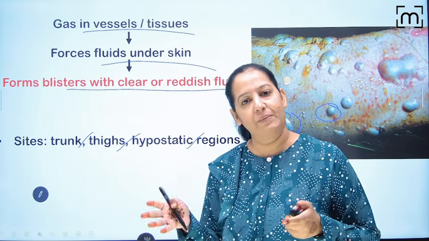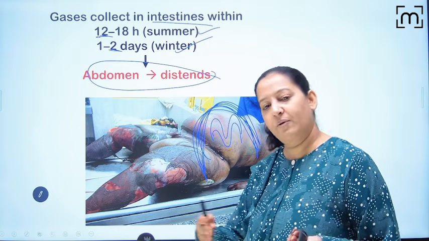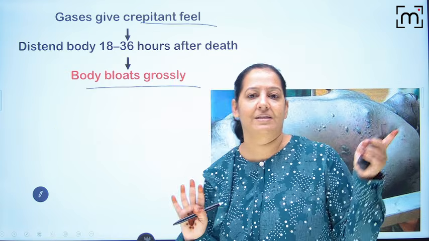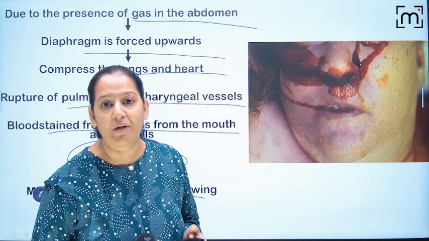You don't learn in a sequence. You can say haphazard also, but first is abdominal distension. You learn that. After that, you can follow any sequence. After that, the eye is there. After that, blisters on the skin are there. After that, complete body distension is there. The body is bloating like that.